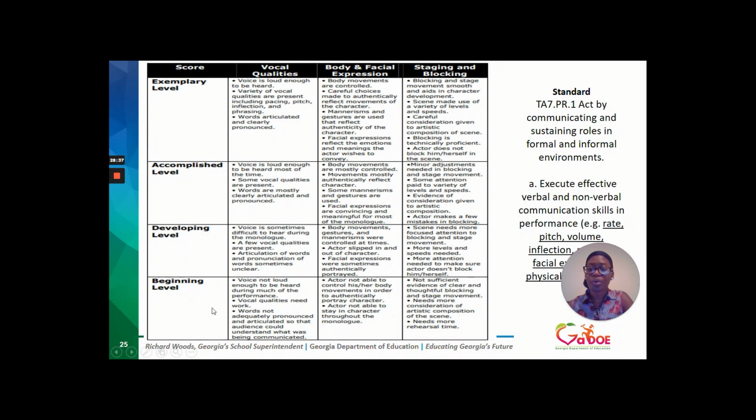So they're scored on a beginning level, developing level, accomplished, and exemplary. And I'm really assessing their vocal skills, body and facial expression, and staging and blocking. At the beginning of the semester, I assess them, whether it's the improv, the theater games, or the group poetry piece, to see where they are.